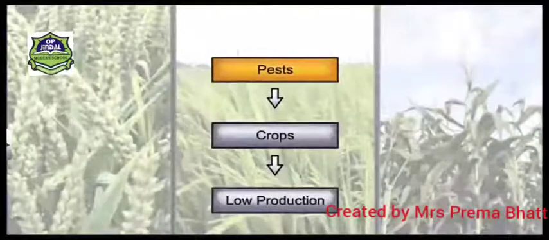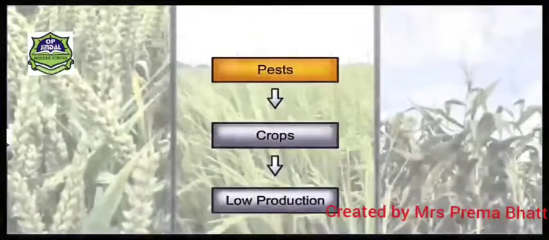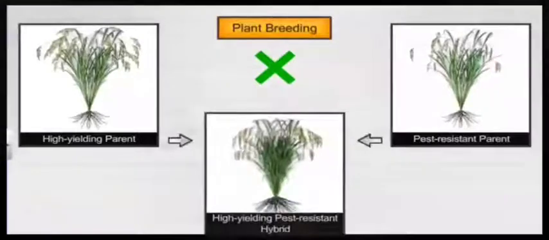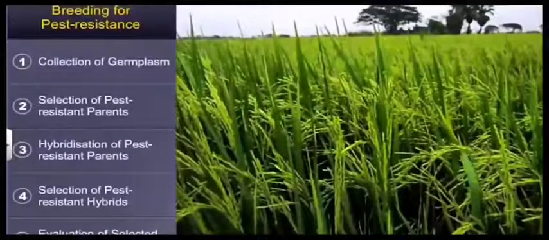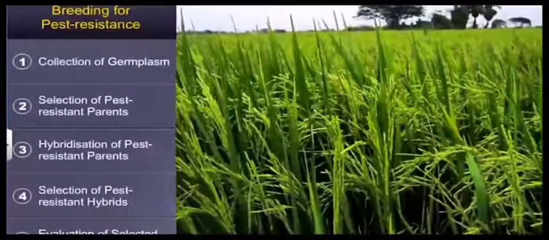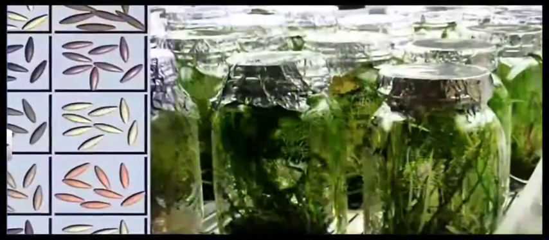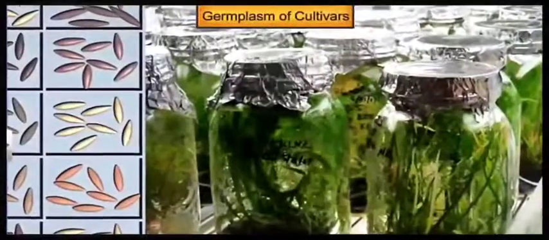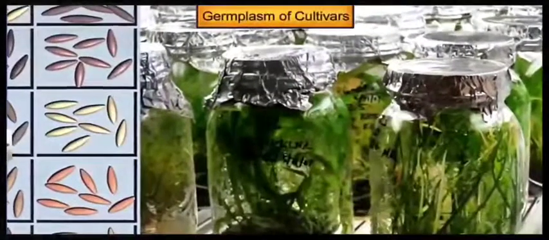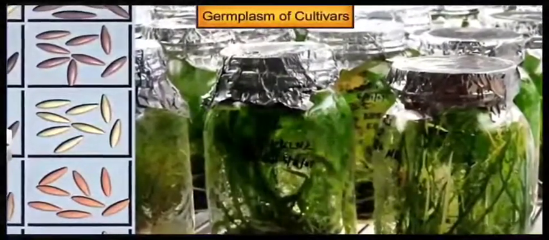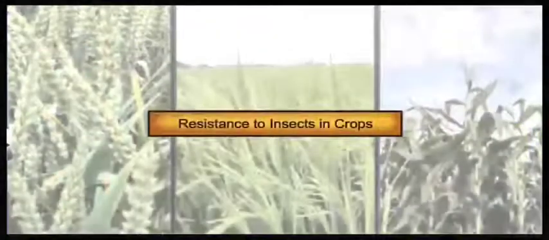In the previous lecture, we studied how plant breeding can be used to develop disease-resistant varieties. In the same way, plant breeding can be used to develop pest-resistant varieties. Pests are also causing a lot of reduction in crop production. So these plant breeding techniques are almost the same. The most important concept is the collection of germplasm of cultivars which are resistant to pests.